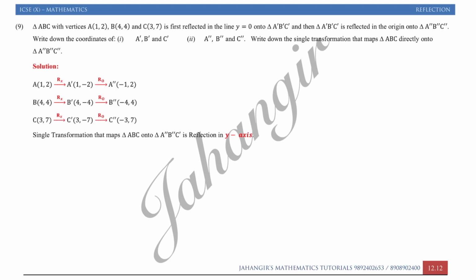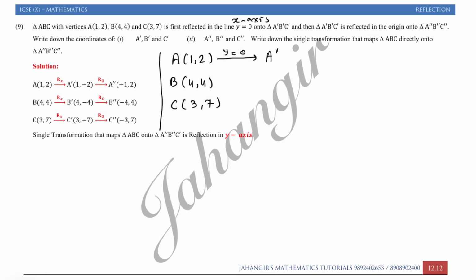Question 9. A triangle ABC with A (1, 2), B (4, 4) and C (3, 7) is first reflected in y equal to 0. What does y equal to 0 mean? It is the x-axis. We had already discussed previously that whenever they say y equal to 0, it is the x-axis. The equation of x-axis is y equal to 0. So I can write reflected in y equal to 0.